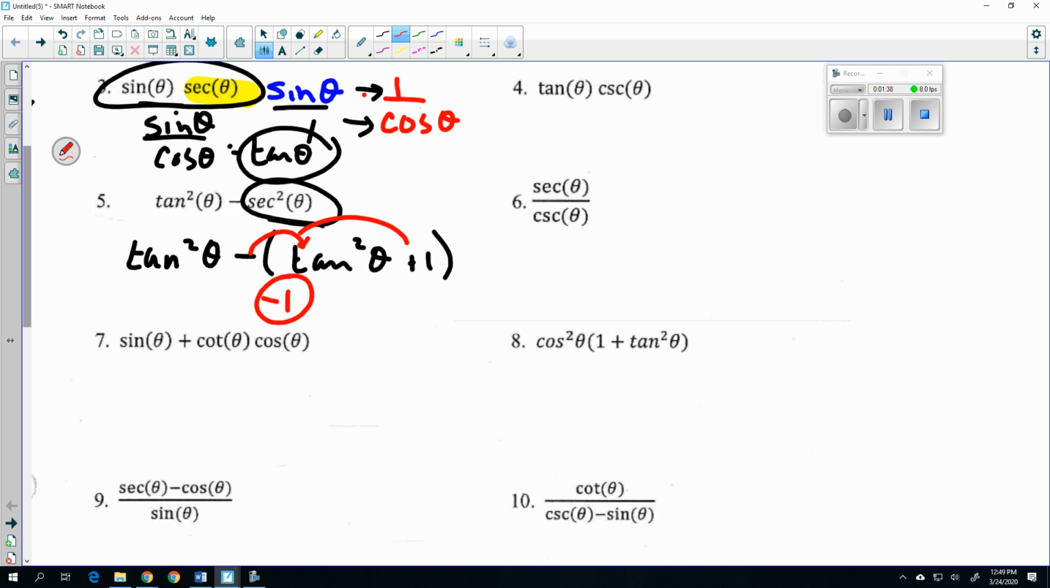Number 8 is very similar to that. I think you already know what 1 plus tangent squared is equal to. Think about your quotient identities.